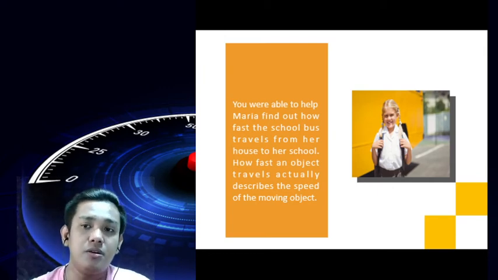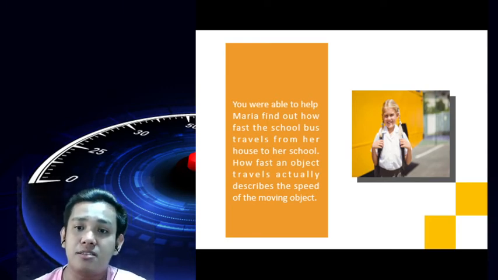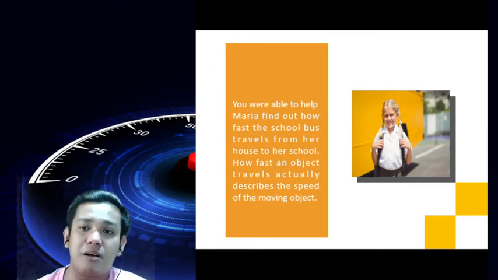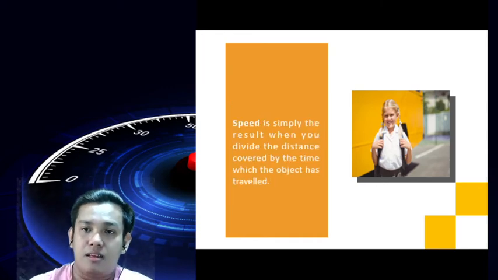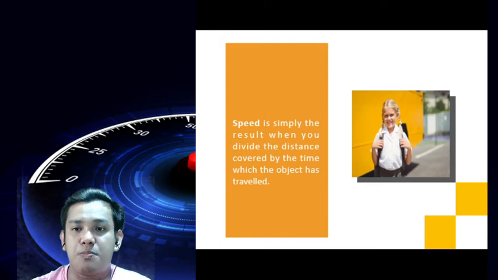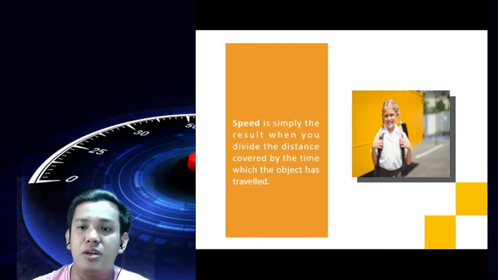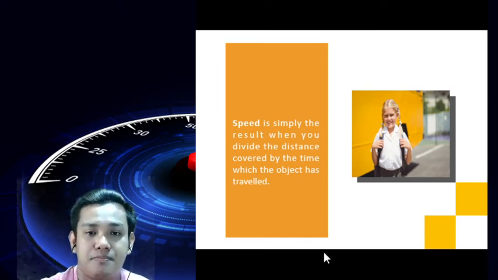You were able to help Maria find out how fast the school bus traveled from her house to her school. How fast an object travels describes the speed of the moving object. Okay, let's resolve this. They need speed. Speed is simply the result when you divide the distance covered by the time which the object has traveled.